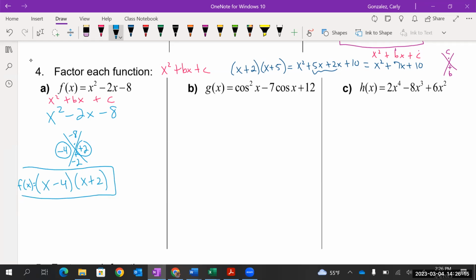And so we're all done here on this problem. But if you wanted to check it out, all you do is multiply it out. So if we multiply that x minus 4 times x plus 2, we get x squared plus 2x minus 4x minus 8. And you can see the x squared checks out, the minus 8 checks out, and then if you simplify those two, we'll get that minus 2x.